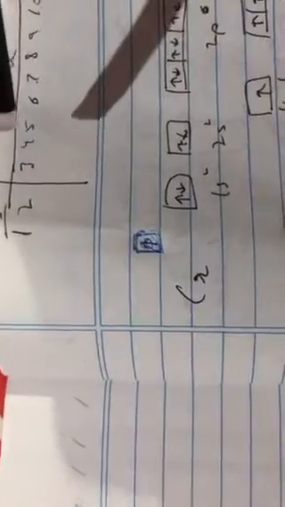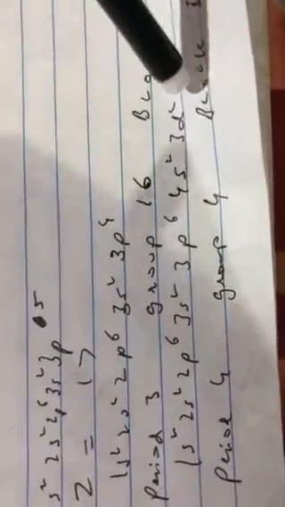Now let's look at question number 3.30 part 2: 1s2, 2s2, 2p6, 3s2, 3p6, 4s2 and 3d2. Now the last shell is 4, so period is 4. Now 3d2. In D, the first group is 3, second group is 4. So that means group is 4. And the last electron is entering D orbital, so block will be D.